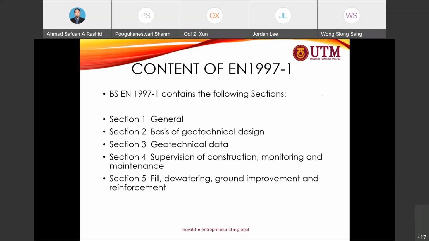Okay, so now we look at the content of EN 1997, part 1. It contains the following sections. Section 1 is the general section. Then section 2, basics of geotechnical design. Then section 3, geotechnical data. Section 4, supervision of construction, monitoring and maintenance. Section 5, fill, dewatering, ground improvement and reinforcement.